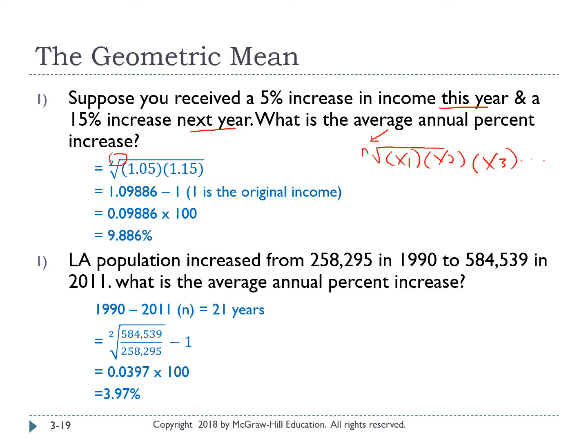For geometric mean, 1 is the original value. If you have an increase of 5%, you will write it as 1.05. If you have an increase of 30%, your value is 1.30. What if you have an increase of 90%? 1.90. So in this case, this year your increase of income is 5%, so you will write it as 1.05, while next year the increase in income is 15%, so you will write it as 1.15.